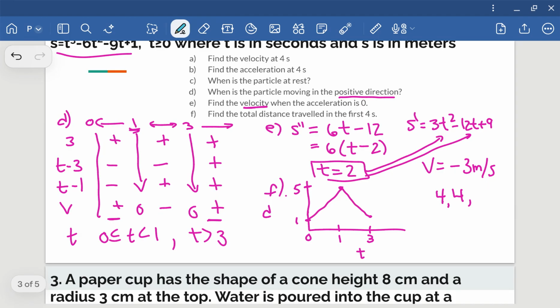Then it's asking for the first 4 seconds. So the last one I want to check is 4. And at 4 seconds, your position goes back to 5. So that is another 4. So our total distance traveled was 12 meters. So that was our first question.